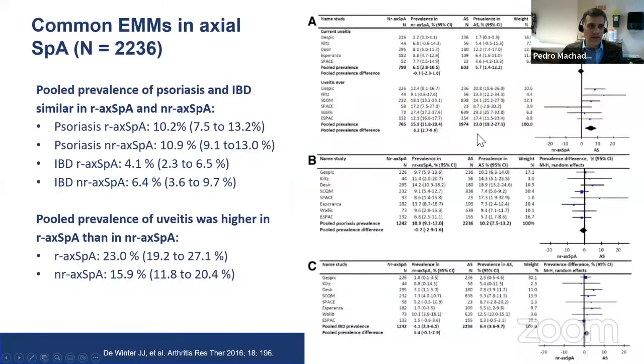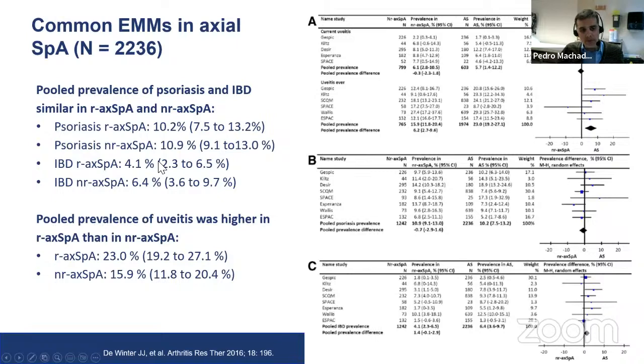And I guess an important question is, how common are these extramusculoskeletal manifestations in axial spondyloarthritis? A few years ago, colleagues from the Netherlands looked at the data from the literature and tried to calculate the meta-prevalence of each one of these features, looking at the various cohorts of patients that have been published in the literature.